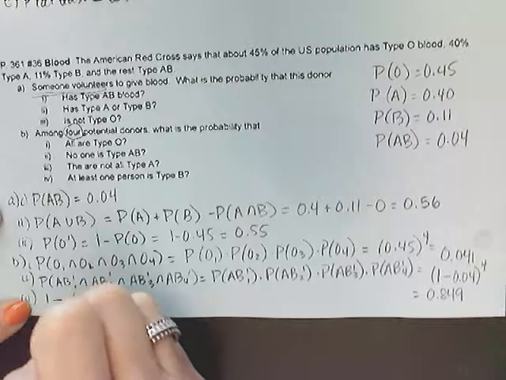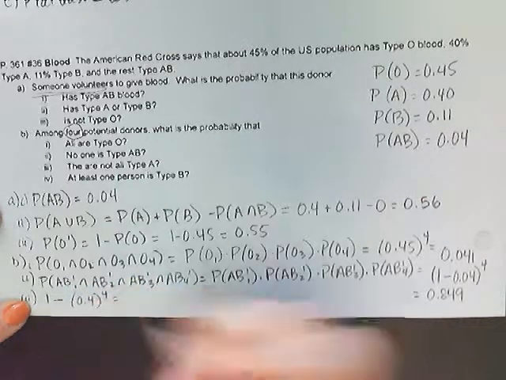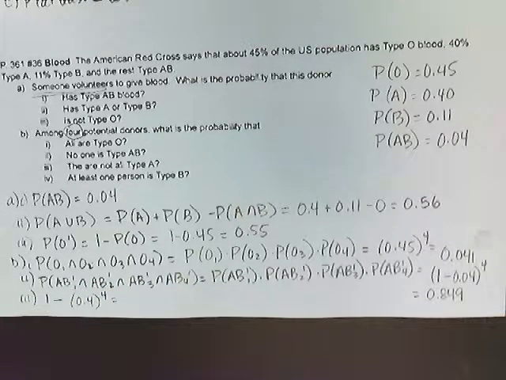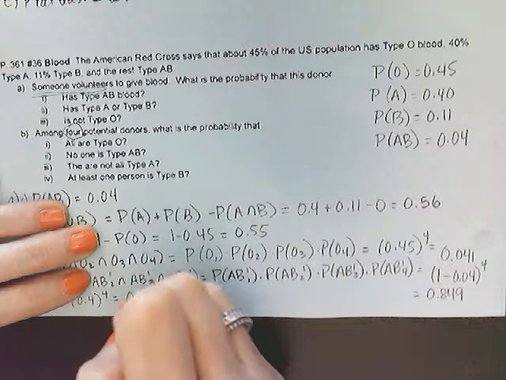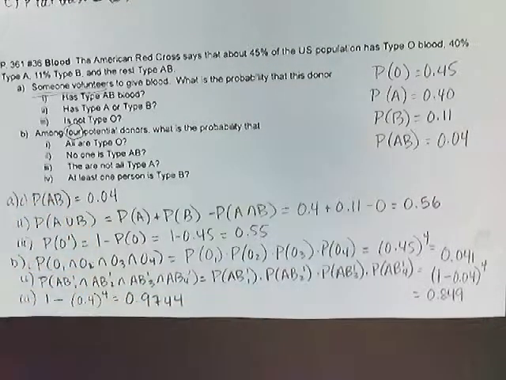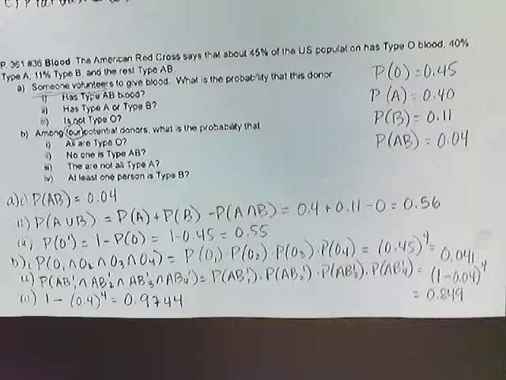1 minus all of them being type A is, where's A? 0.40 raised to the fourth. So you're going to take 0.4 raised to the fourth, then you're going to do 1 minus. So what do you get for that? 0.9744. Okay. That seems to make sense. It should be a high probability because there are a lot of different ways that that can happen.